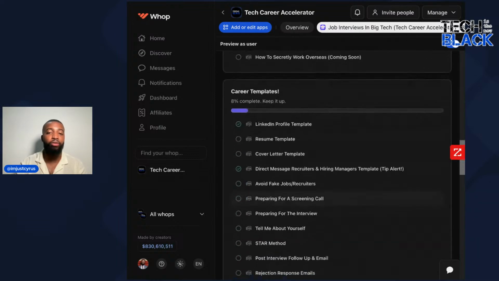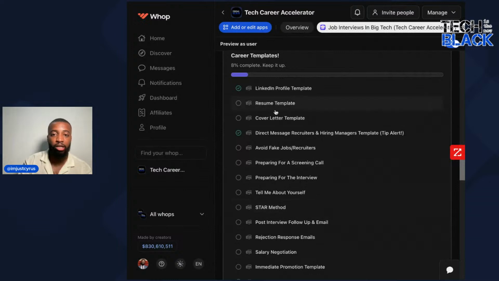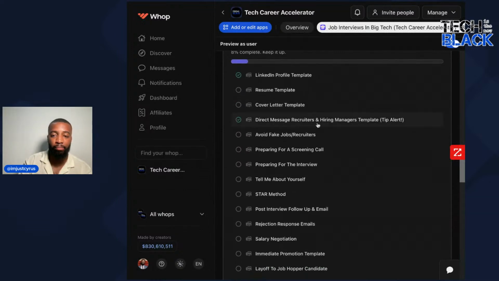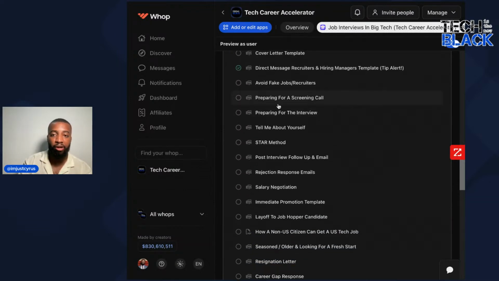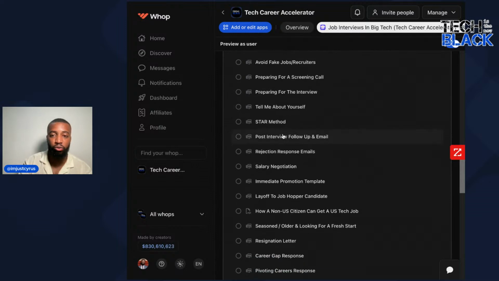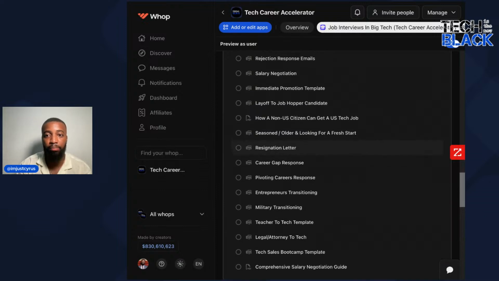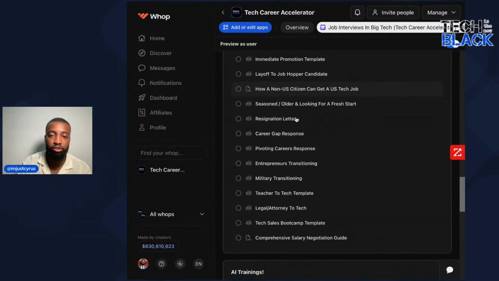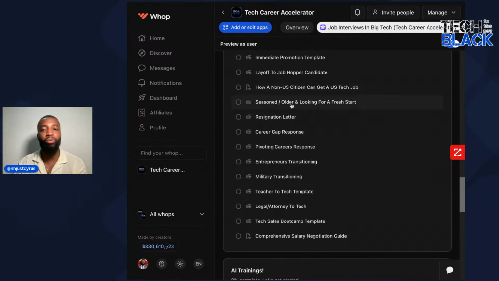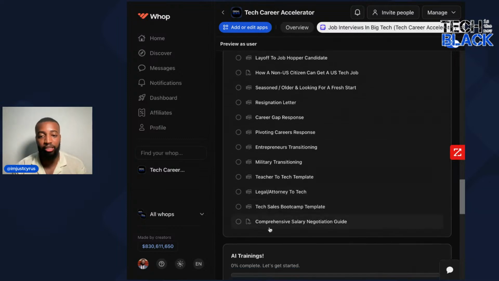And then, of course, here are the templates, as I mentioned before. We have LinkedIn profile template, resume template, cover letter template, direct message to recruiters and hiring managers, preparing for a screening call, preparing for the interview, tell me about yourself, rejection response emails, salary negotiation template, immediate promotion template, layoff job hopper template, how you can be a non-US citizen and still get a US tech job template, seasoned or older person looking for a fresh start, resignation letter, career gap, pivoting careers, entrepreneurs, teachers, and then a more comprehensive salary negotiation guide.